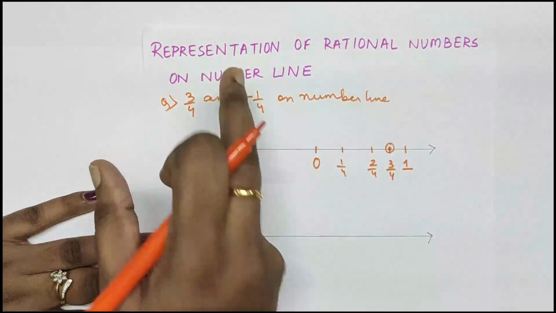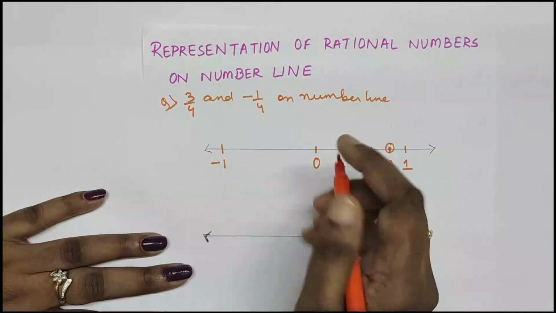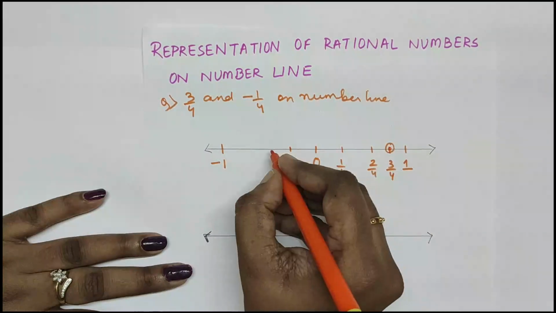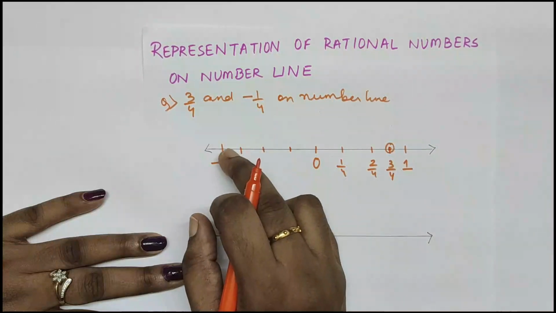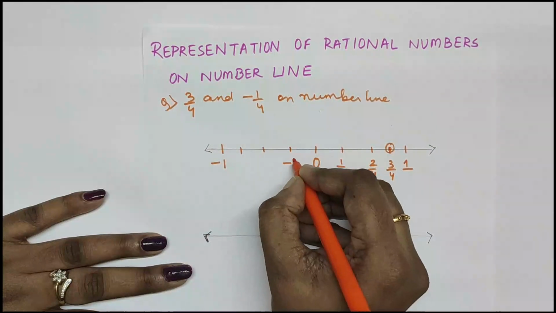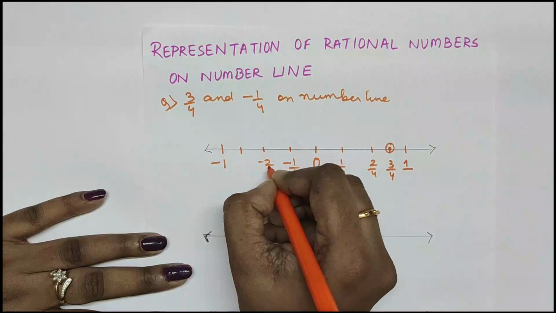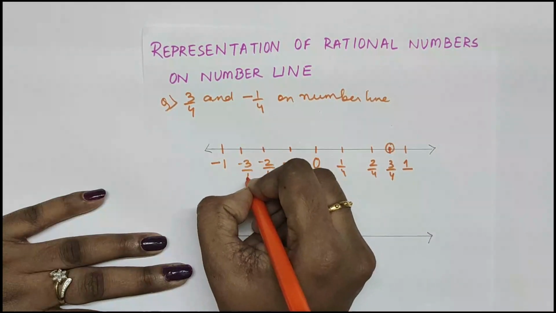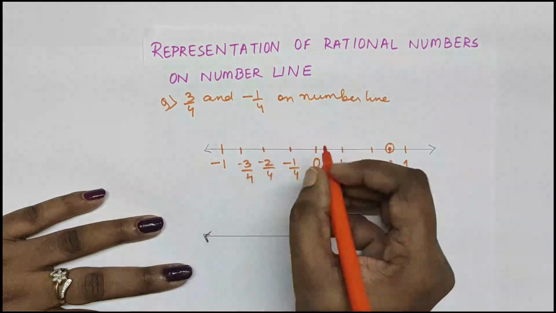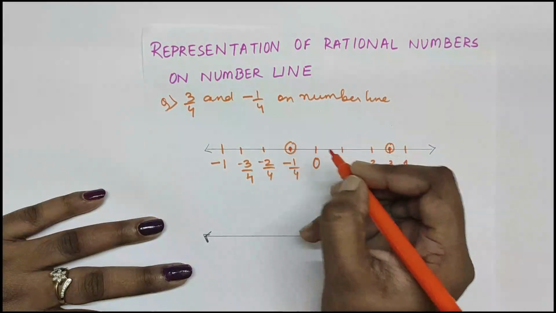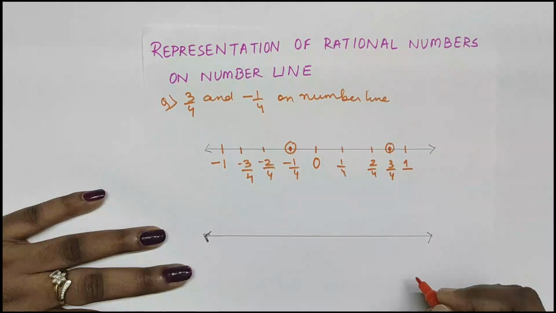Similarly, to mark the negative side, towards the left of 0, I will divide again into 4 parts by making 3 lines. So 1, 2, 3 and 4 parts. So I have minus 1 by 4, minus 2 by 4, minus 3 by 4. It is like this, but I have to represent minus 1 by 4. So this becomes my minus 1 by 4.